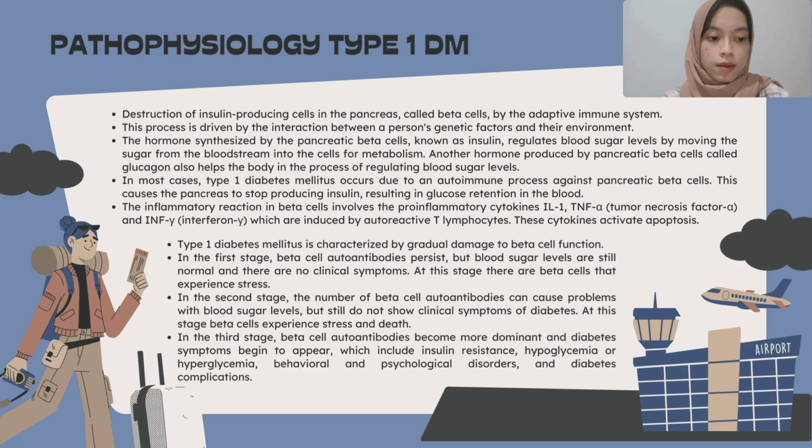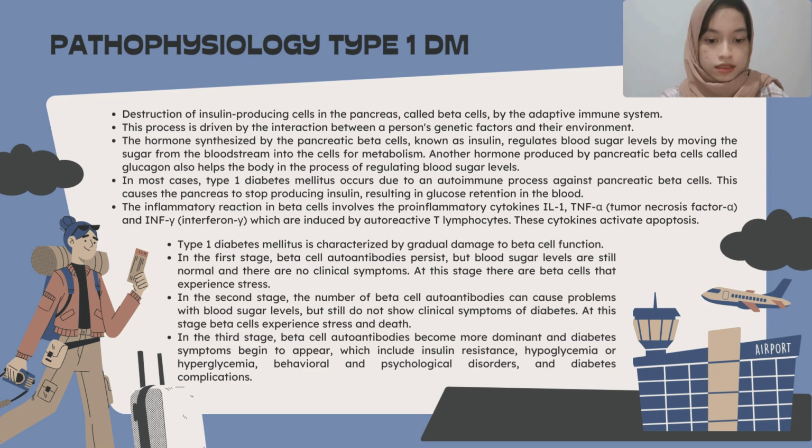Another hormone, called glucagon, also helps the body regulate blood sugar levels. In most cases, type 1 DM occurs due to an autoimmune process against pancreatic beta cells. This causes the pancreas to stop producing insulin, resulting in glucose retention in the blood. The inflammation in beta cells involves the pro-inflammatory cytokines interleukin 1, TNF alpha, and interferon gamma, which are induced by autoreactive T lymphocytes, and the cytokines activate apoptosis.